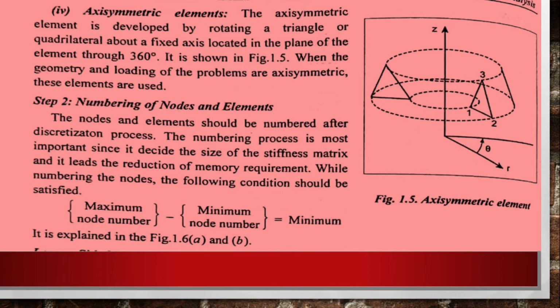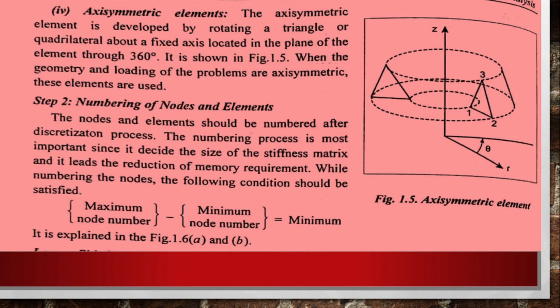We are going to fix an axis about the xy plane or xyz plane. When we rotate a triangular element from the initial point through 360 degrees of rotation back to the same point, we get a symmetric shape about the fixed axis. That is called an axisymmetric element.